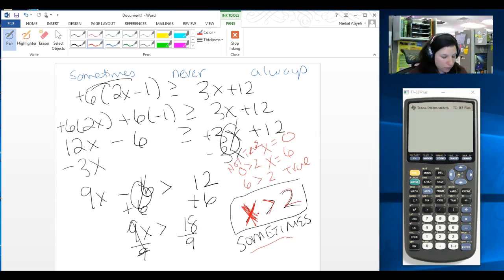All right, so those are 3 examples. You'll find more in your notes posted for the lesson as well.